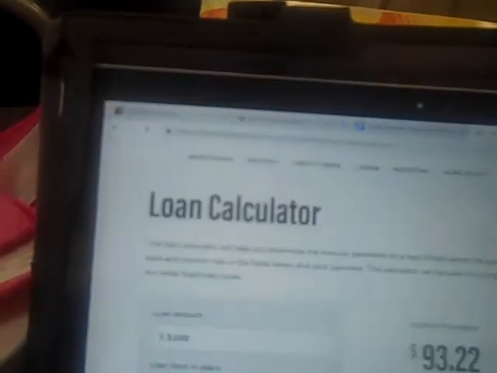So Bankrate loan calculator. And click on the first one, okay? And we get this. Now here's what's happening.